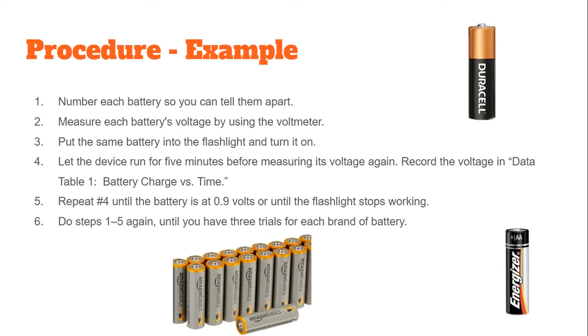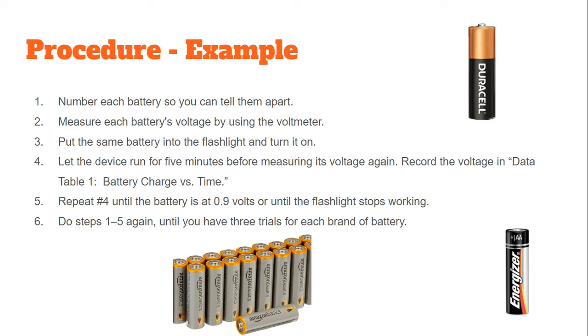Sometimes you'll have multiple data tables in an experiment. Maybe they have another section that they'll complete where they use one type of battery in different devices. And so there might be a data table number 2, devices versus battery charge. The directions go on to tell you to repeat number 4, collecting a voltage reading every 5 minutes until it's below a certain value or the flashlight stops working.